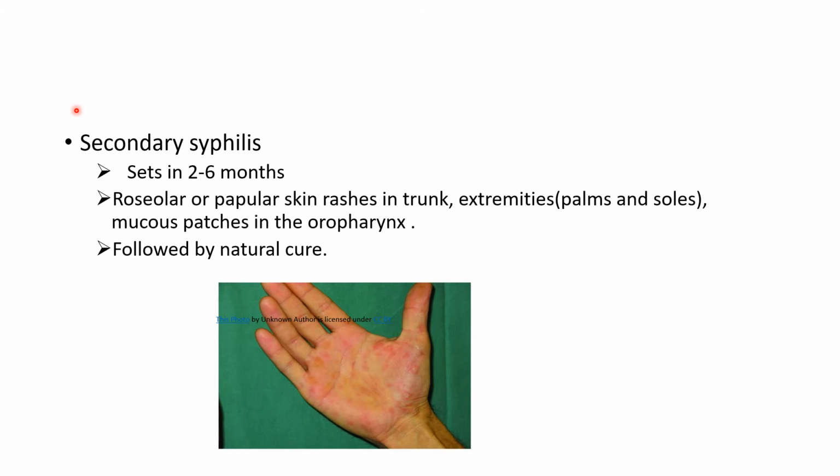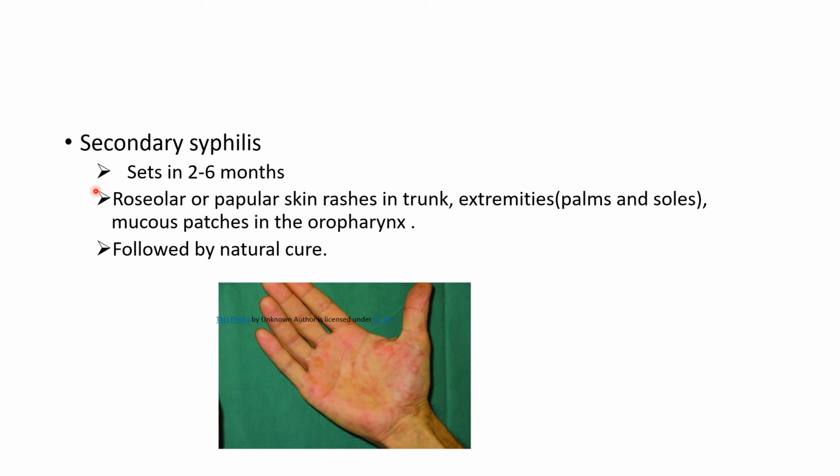But sometimes after the primary lesion heals, still the syphilis organism would have survived. So in this case, what will happen? Slowly this organism will start getting spread through the blood throughout the body. So almost after 2 to 6 months, you will start seeing symptoms throughout the body. And this is when we call it secondary syphilis.